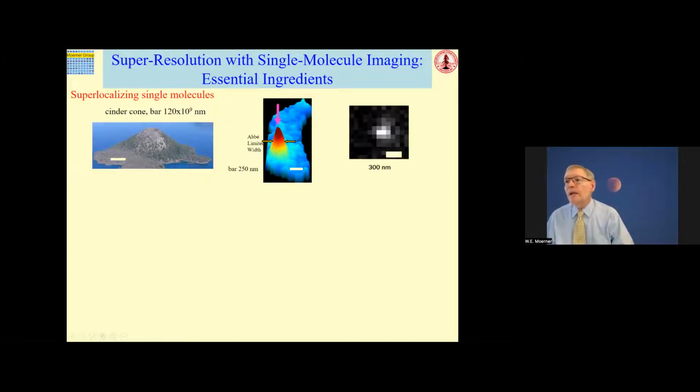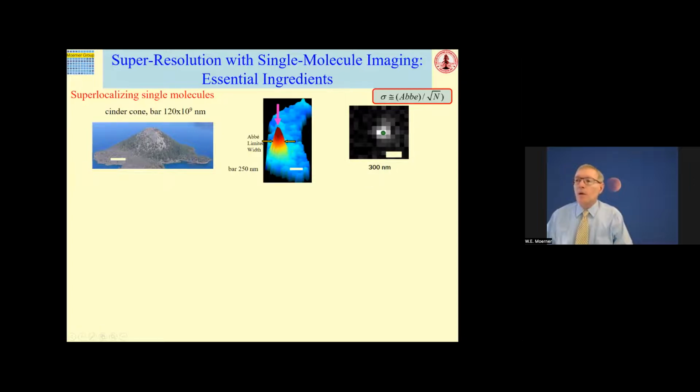Its width is limited by diffraction to a few hundred nanometers, but finding the position of the peak is what we can do mathematically. We can take that data, which is the image of the light from the single molecule, and use mathematical functions, like a Gaussian function, to fit it and find the position of the center. And the beautiful fact is I can find the position of the center with a precision sigma that scales as the Abbe limit, the few hundred nanometer number, divided by the square root of the number of photons detected. The more photons you detect, the better you know the position of the molecule.